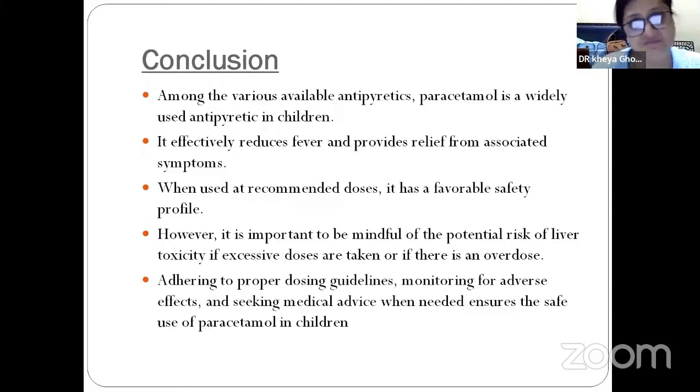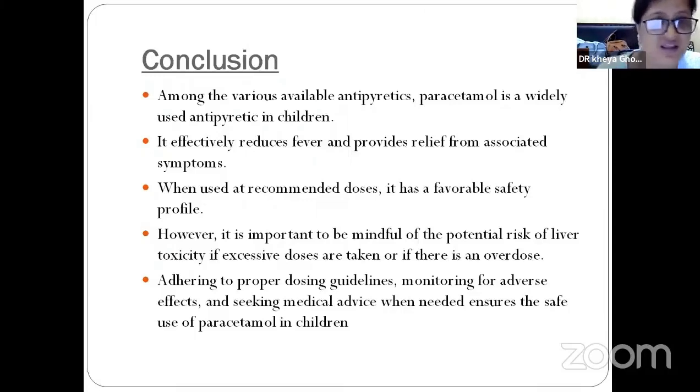If it is viral, fine, it will come down. But if it is something like malaria, typhoid, autoinflammatory disorders, or rheumatological disorders, you have to treat the underlying cause. When used at the recommended dose, it has a favorable safety profile. However, it is important to be mindful of the potential risk of liver toxicity.